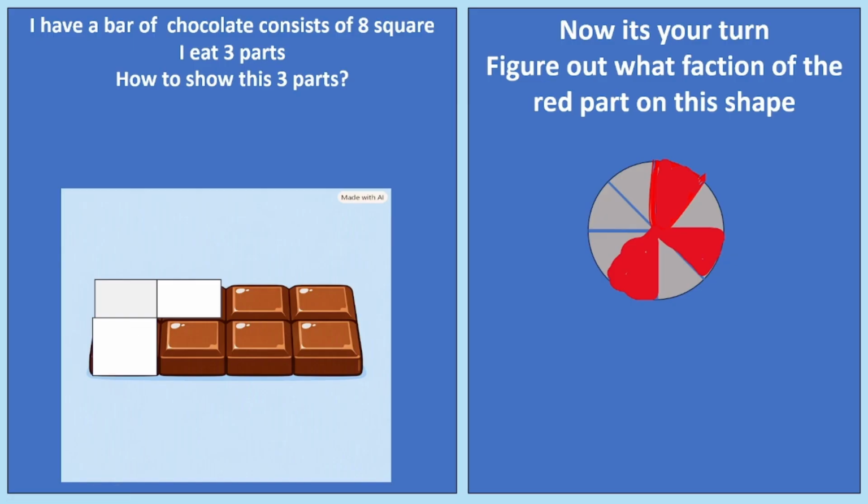Excellent. Let's solve it together. I eat three parts. So my numerator will be 3. And all parts of this bar is 8. So my denominator will be 8. I eat 3 from 8.